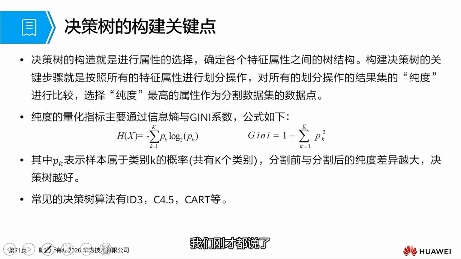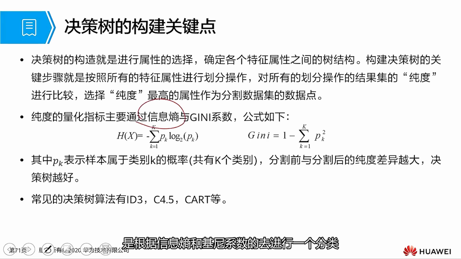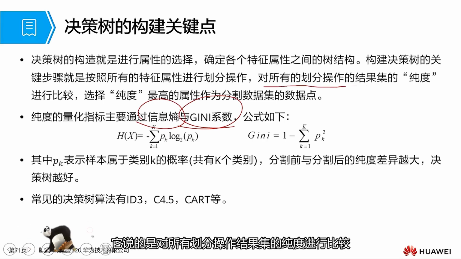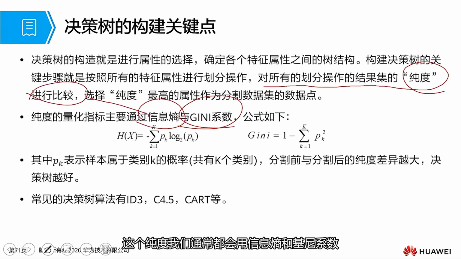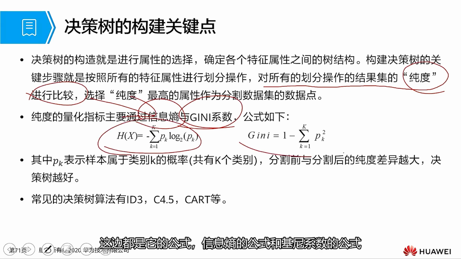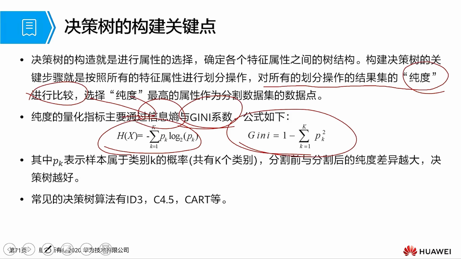So what is a key point in building decision trees? Let's take a look at this photo. We just said we classify at the node, child node, and root node. How do I classify then? I can't just come up with an idea out of the blue. It is to classify based on information entropy and Gini coefficient. So, in the definition above, he is talking about comparing the purity of all partitioning operation results. This purity, we usually measure using information entropy and Gini coefficient, to serve as a quantitative indicator. Here is one of his formulas.